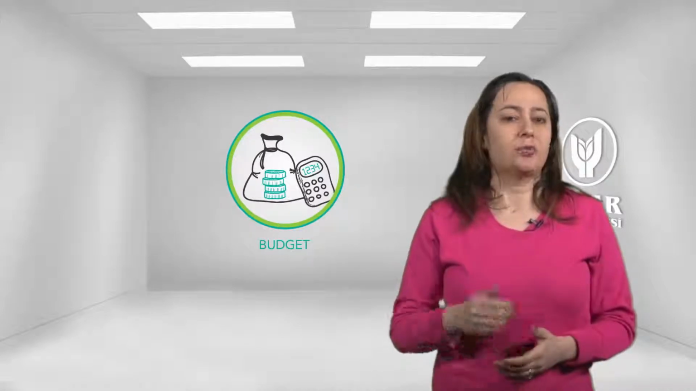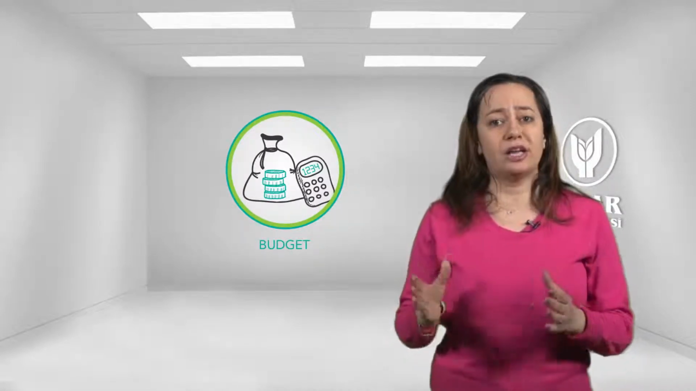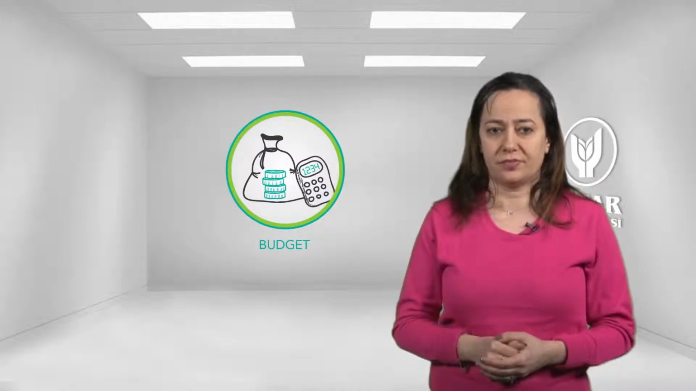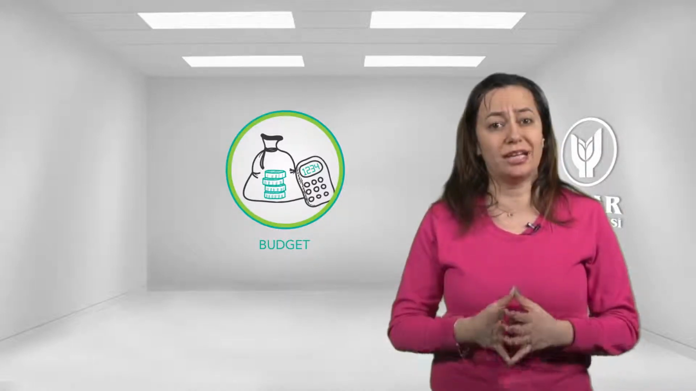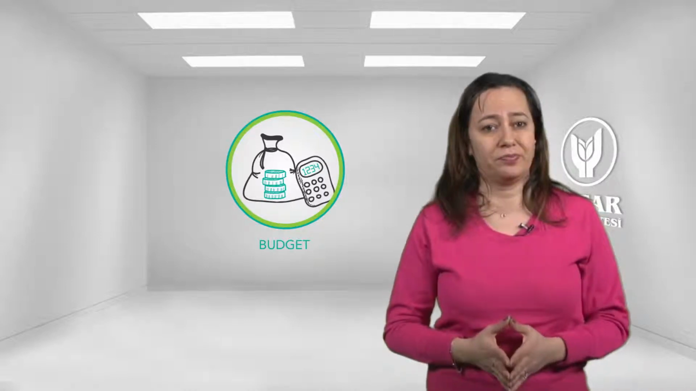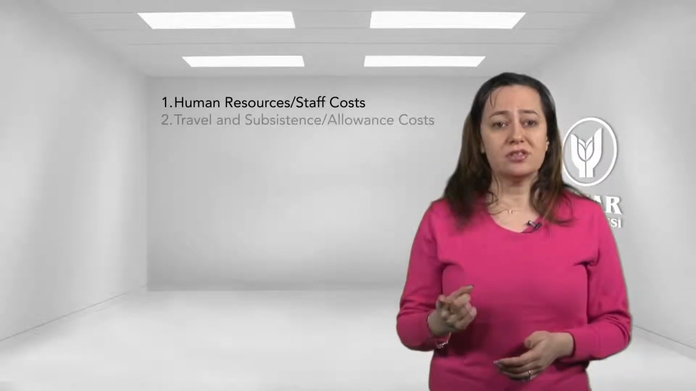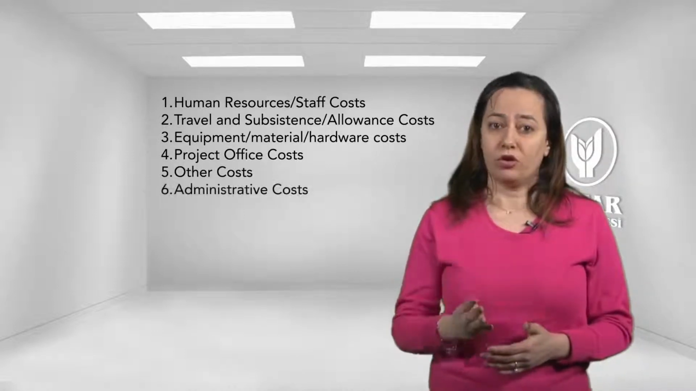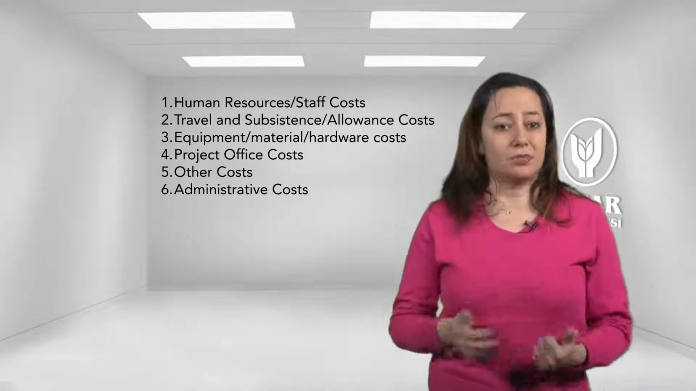Now, project budget. Project budget is the table which demonstrates how the financial resources of the project will be utilized and allocated among the activities. Budget planning helps to estimate the total cost of the project and determine the available financial resources. A proper and accurate budget can only be prepared if the project has been successfully planned with clearly indicated main and sub-activities and has well-prepared resource planning in detail. We can generalize the main budget items under 6 different categories: 1. Human resources and staff costs, 2. Travel and subsistence, 3. Equipment, material, hardware, 4. Project office costs, 5. Other costs, 6. Administrative costs.